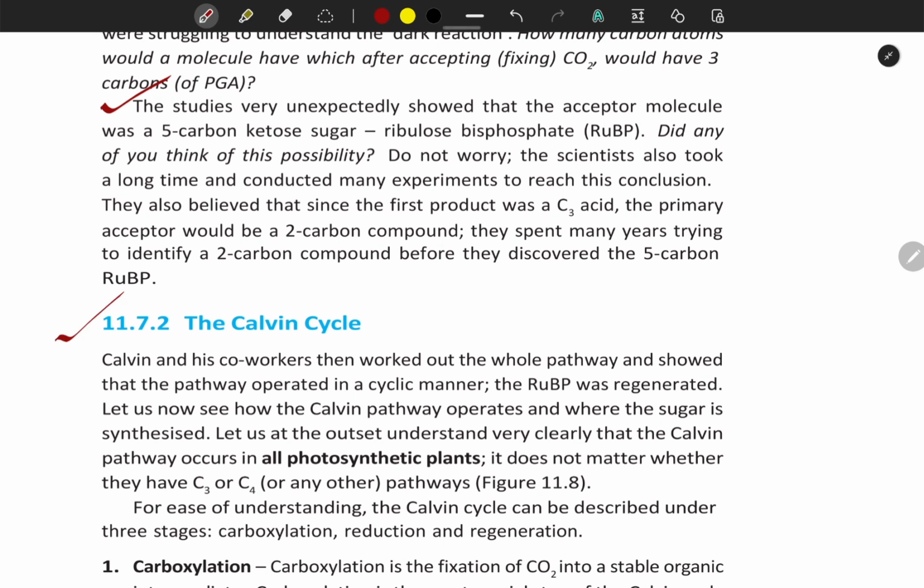11.7.2 The Calvin cycle. Calvin and his co-workers then worked out the whole pathway and showed that the pathway operated in a cyclic manner. The RuBP was regenerated. Let us now see how the Calvin pathway operates and where the sugar is synthesized. Let us at the outset understand very clearly that the Calvin pathway occurs in all photosynthetic plants. It does not matter whether they have C3 or C4 pathways.